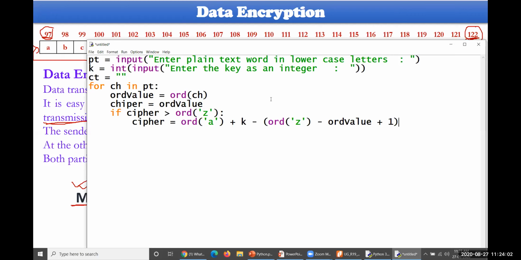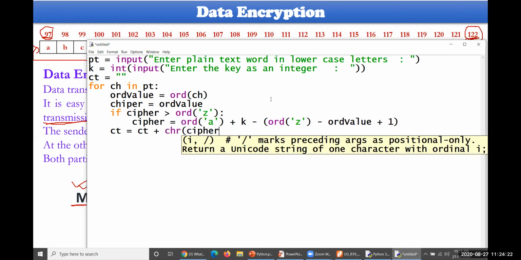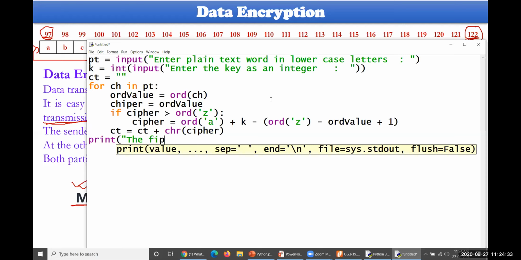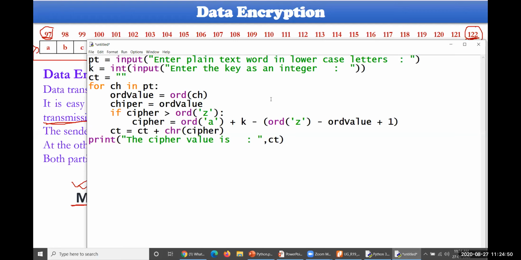After taking this, whatever cipher text you have taken into consideration will be equal to cipher text plus the value you have acquired, that acquired value is the cipher value. So CHR of cipher. Then print the cipher value, comma, the cipher value is CT. No, that is CT. In this way, you have to convert.